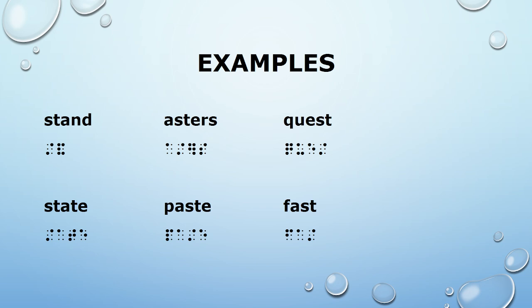Next, we have the following additional examples. We have the word state, spelled STATE. So ST can be contracted. Next, we have the word paste. ST is in the middle of the word paste, and can also be contracted. And lastly, we have the word fast. ST is at the end of the word fast.